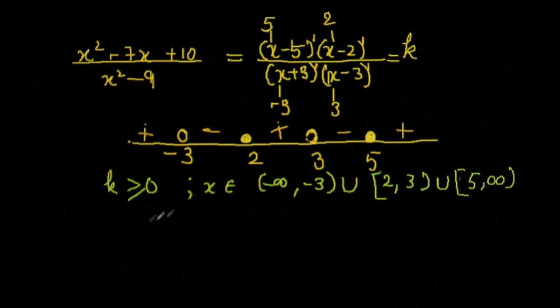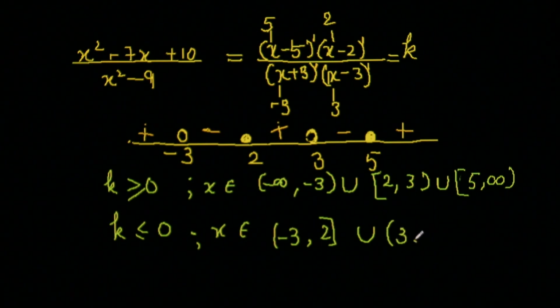Now we can do the same for whenever k is less than or equal to 0, and you might be knowing it by now that it's whenever x belongs to minus 3 to 2. That one there is a parenthesis, that's not a square bracket, don't misunderstand it to be that. Okay, the next interval is 3 to 5.